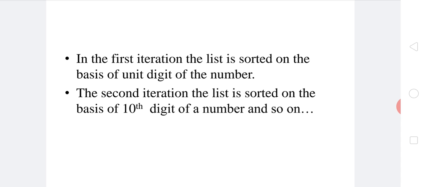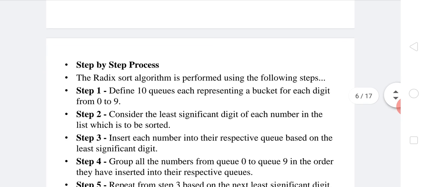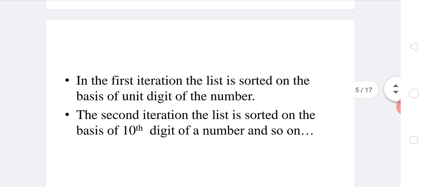Radix sort is a sorting technique that sorts the elements by first grouping the individual digits of the same place value, then sorting the elements according to their increasing or decreasing order. Suppose we have an array of 8 elements. First we will sort elements based on the value of the unit place. Then we will sort elements based on the value of the 10th place.